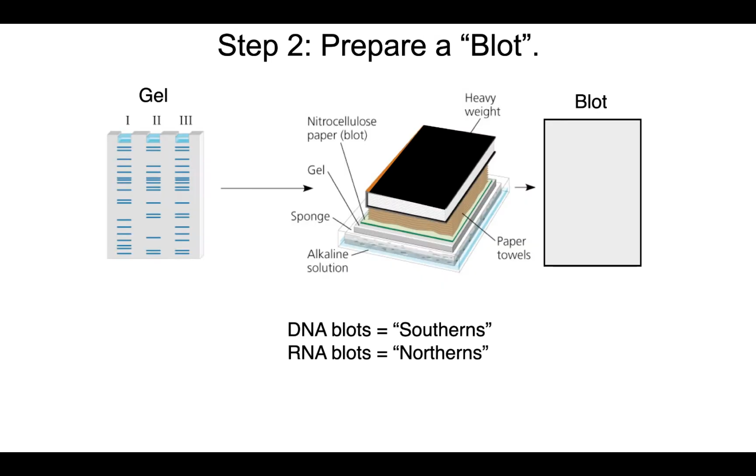Next, you have to prepare the blot. Here's that gel, whether it is a protein gel or a DNA gel or an RNA gel. We place that gel onto a sponge in a solution of some sort of buffer. Then on top of the gel, we place a nitrocellulose blot, or more commonly a nylon blot, which is a little bit stronger material. On top of that, we place a whole bunch of paper towels, and then on top of that, we put some sort of heavy weight.